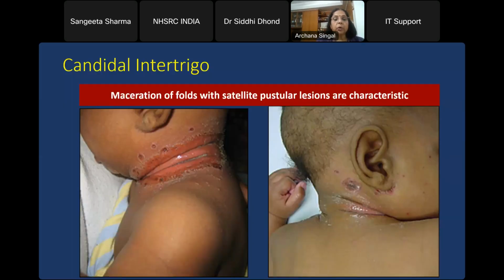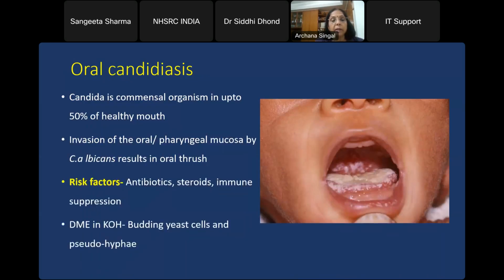Candidal intertrigo. Now we have done, this is maceration, which is very common, and you see satellite lesions. So this is clinically very diagnostic of candida. Okay, and candida will respond only to fluconazole. Next. So keep the area dry.